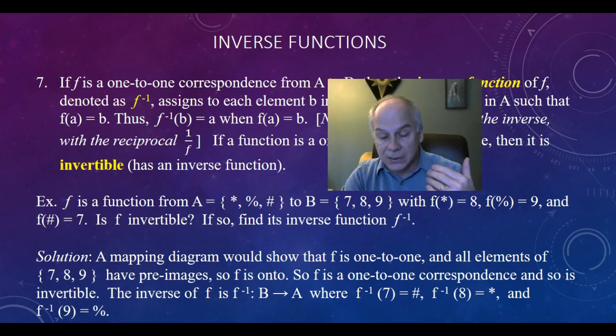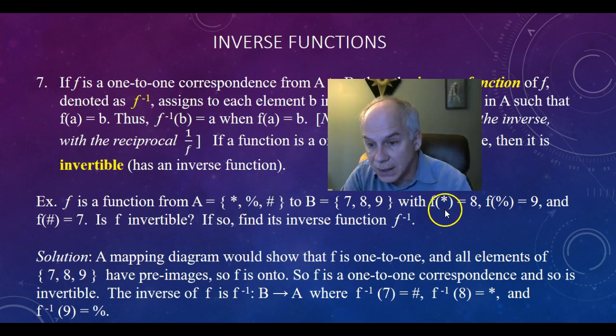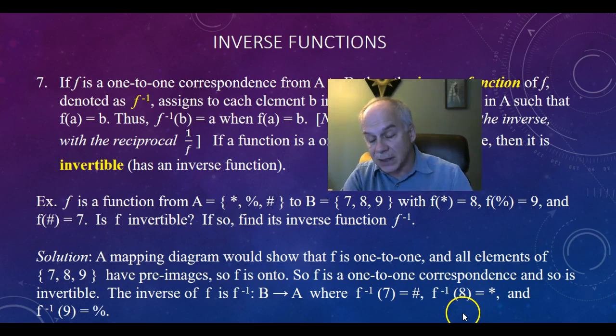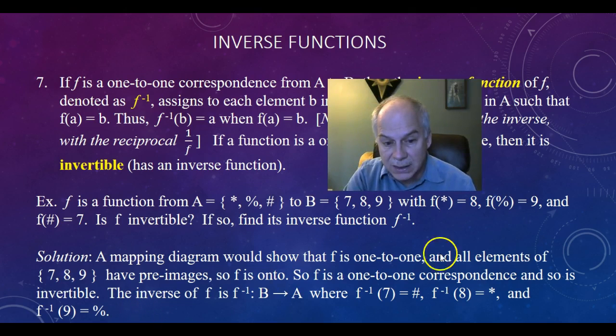So to find the inverse, we just switch it around. Since the number symbol gave us the 7, the inverse of the 7 is the number symbol. And because the asterisk gave us the 8, the inverse of the number 8 would be the asterisk. And because the percent symbol gave us the 9, the inverse of the 9 is the percent symbol. So you're just switching the order of these things.